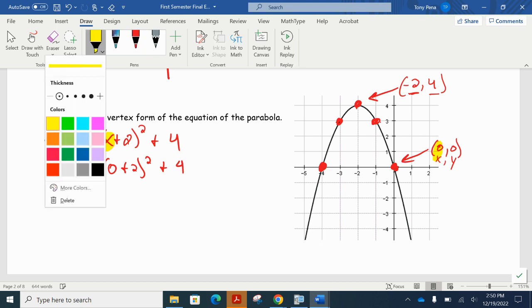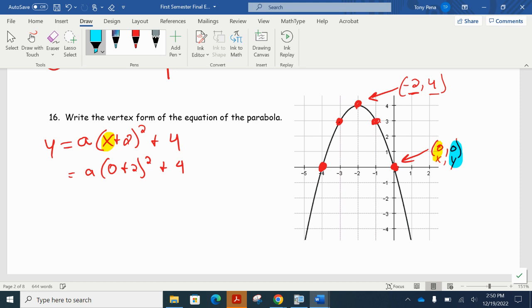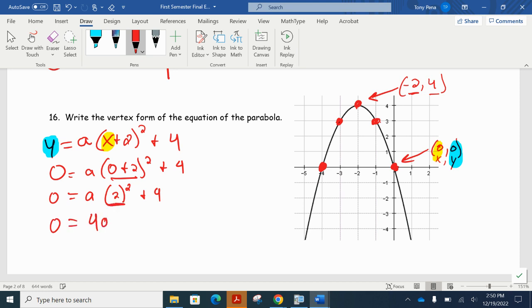At the same time, at that point, we see that our y coordinate is a 0. So go over to your y and let that be a 0. We just substitute in whatever point you would pick. I'm picking this one. We then simplify. So you're going to get 2 squared and then plus 4. 2 squared is a 4, so I really have 4a plus 4.